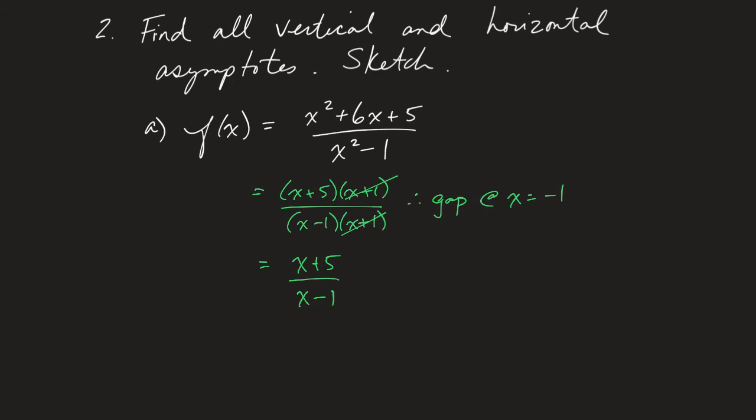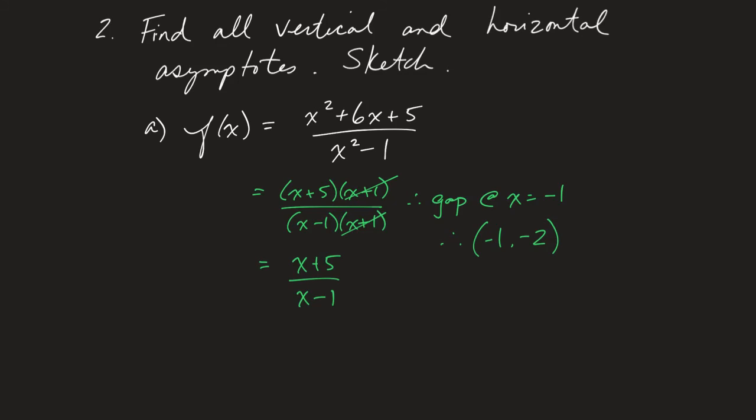Now, you could go through and find that value, and a lot of people will like to right away sub negative 1 into our simplified form. They would then get 4 on top, negative 2 on the bottom, 4 divided by negative 2, negative 2. There's the location of our gap.